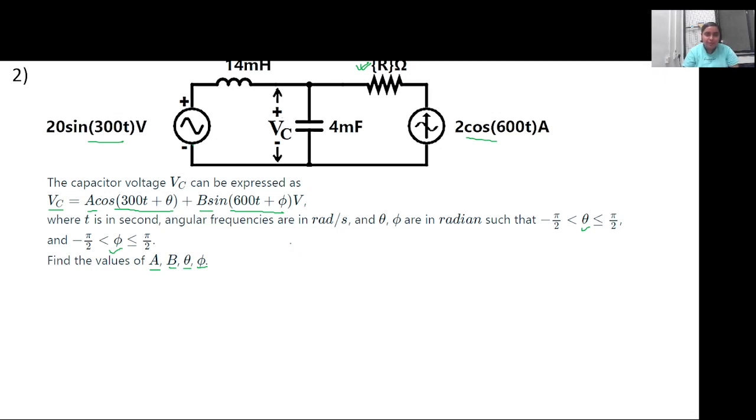If we apply superposition theorem here, each source is considered one at a time, and the magnitude of Vc will be calculated. While considering one source at a time, the rest of the sources will be open circuited or short circuited depending on whether it is a current source or a voltage source. First, we are considering this 20 sine 300t voltage source.